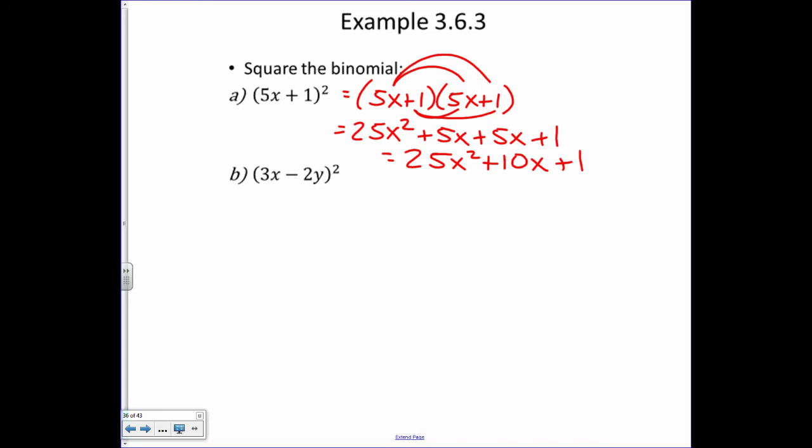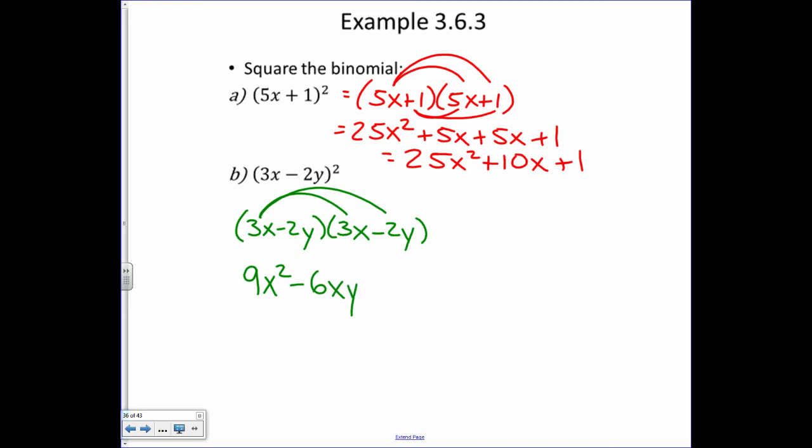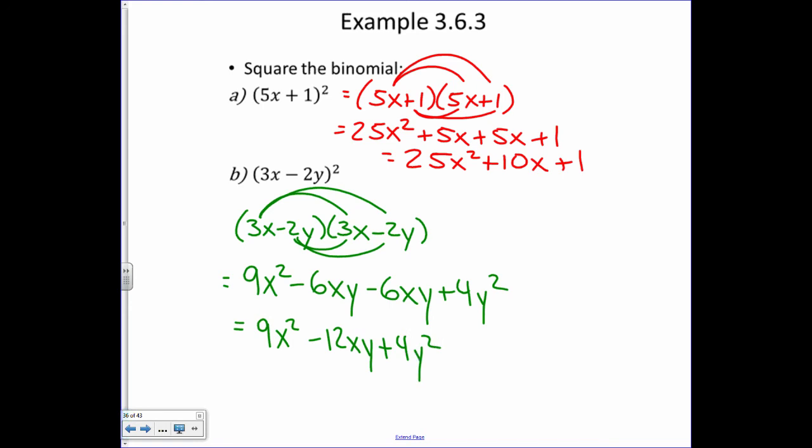Same thing for the second example. We just want to write this out. 3x minus 2y times 3x minus 2y. If we multiply the first two terms, 3x times 3x will give you 9x squared. 3x times minus 2y will give you minus 6xy. Negative 2y times 3x will give you minus 6xy. Plus 4y squared, or 9x squared minus 12xy plus 4y squared.